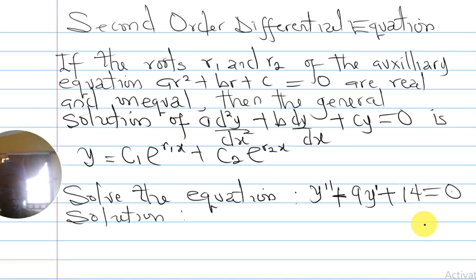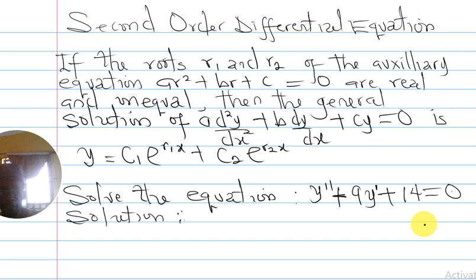So let us solve this second order differential equation. If the roots r1 and r2 of the auxiliary equation, this quadratic expression equal to 0, are real and unequal, then the general solution of this differential equation is y equals c1 e raised to power r1 x plus c2 e raised to power r2 x. Now to solve this one, the first thing we are going to do is to apply what we call the auxiliary equation.